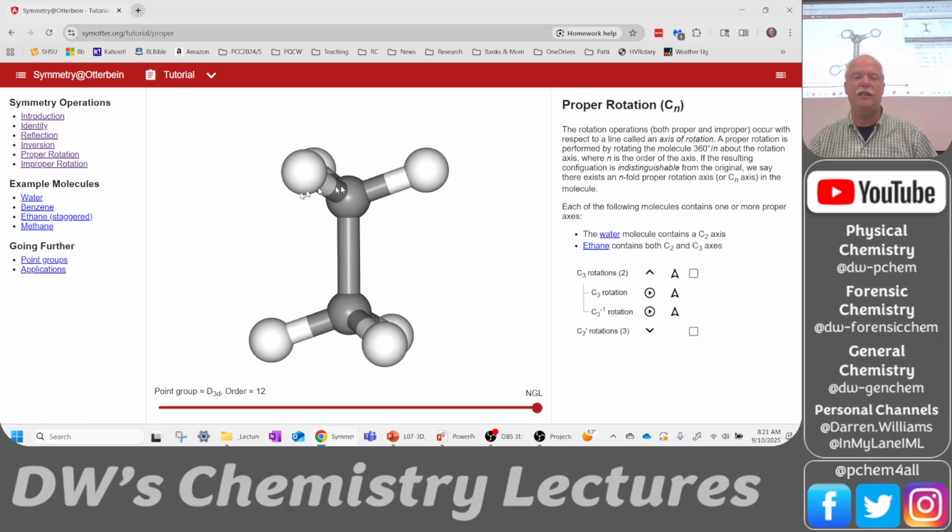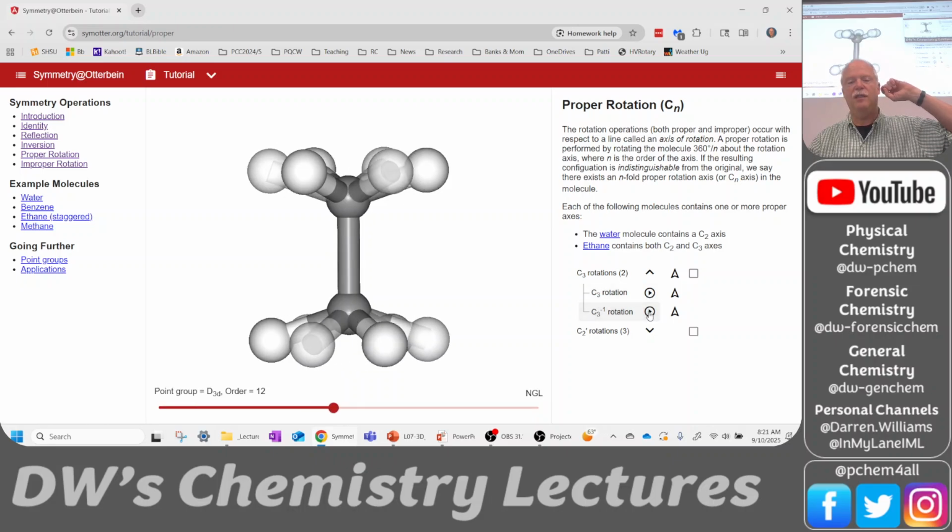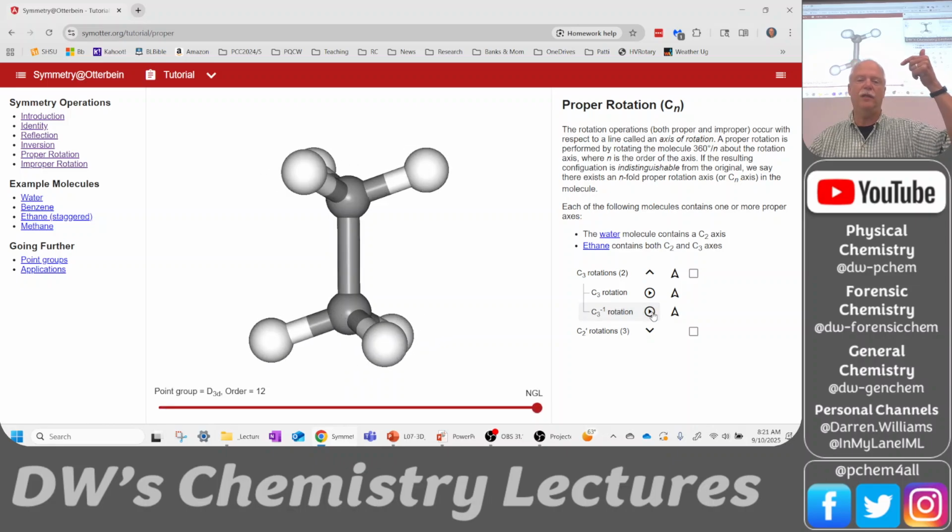All the proper rotation axes are C. You can go a third of a turn, another third of a turn, and if we do it again, the hydrogen has come all the way back around to where it started. Then we could go in the opposite direction. That's what the -1 means, C3 -1. So we're going in the opposite direction.